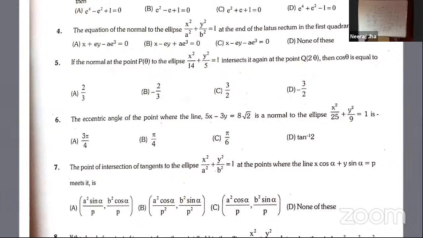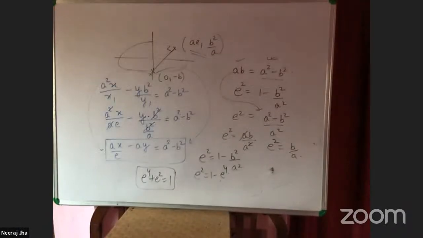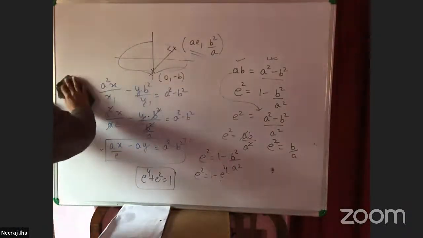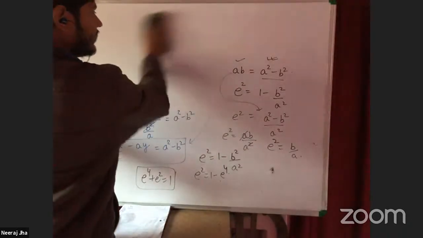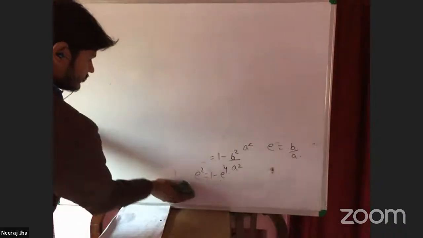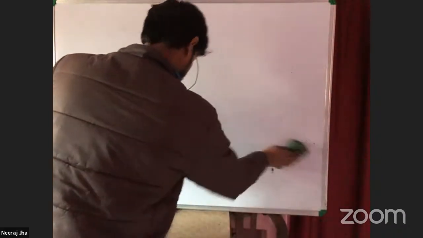Any doubt, Chinmay? No, sir. Question number 4. All right, chalo. Question number 5. I'll tell you. If the normal at one point theta intersects it again at another point on the ellipse, which is 2 theta, then what is cos theta? They are asking you cos theta.